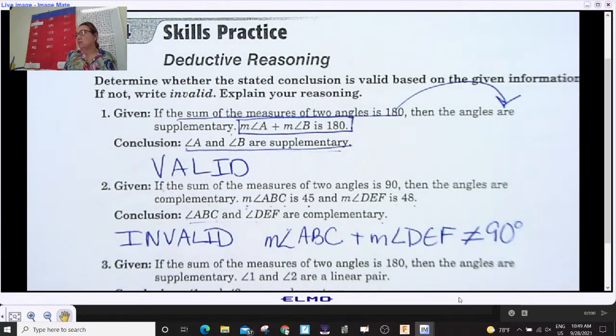Now, that's a sentence. It's just a mathematical sentence, not a written English sentence. Okay? Are you ready to do number 3? Y'all need a minute.